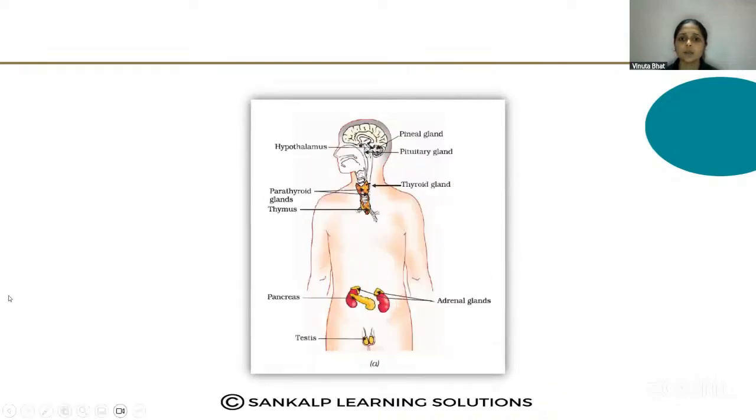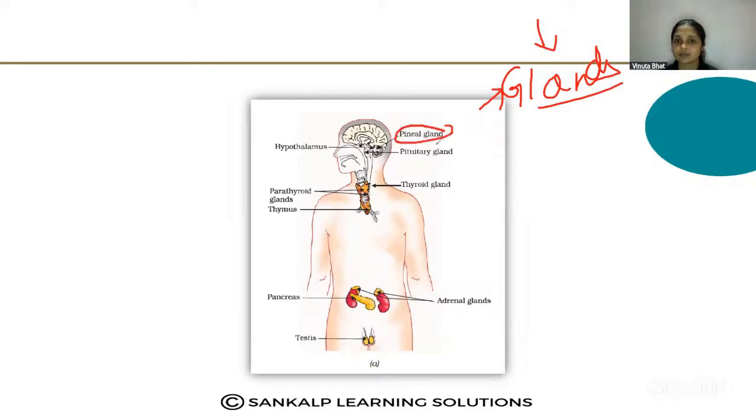So this is the male body where the different types of glands are situated. You know that hormones are synthesized by specialized glands, right? Here the glands are the pineal gland, pituitary gland, hypothalamus, parathyroid gland, thymus, and the thyroid gland. And here the pancreas and the adrenal gland, and testis in the case of male.